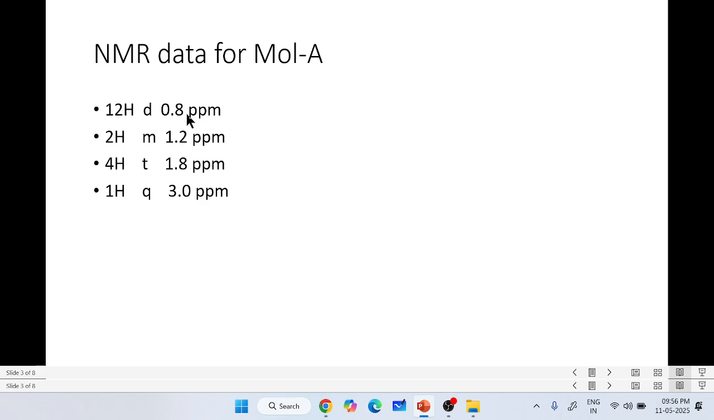The NMR data for molecule A is given as follows. It shows a 12H doublet at 0.8 ppm, a 2H multiplet at 1.2 ppm, a 4H triplet at 1.8 ppm, and a 1H quintet at 3.0 ppm.